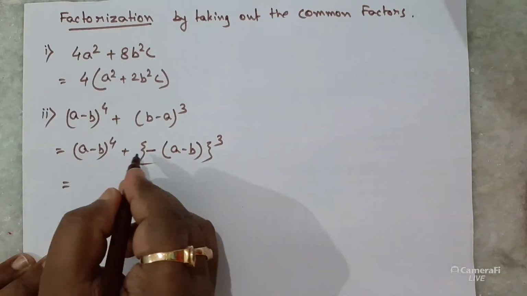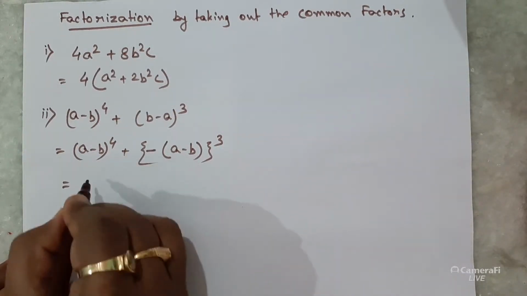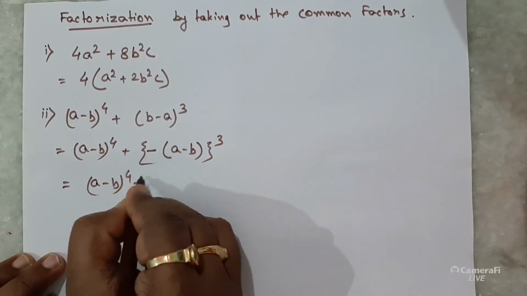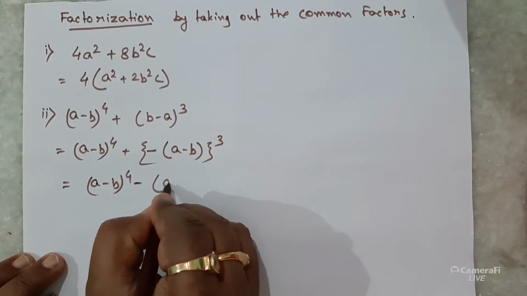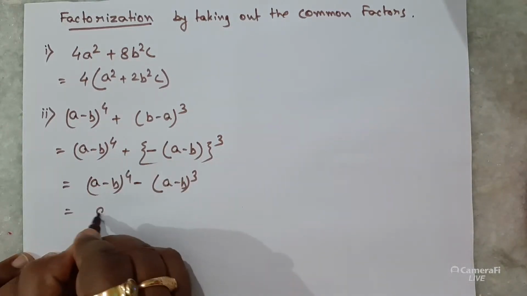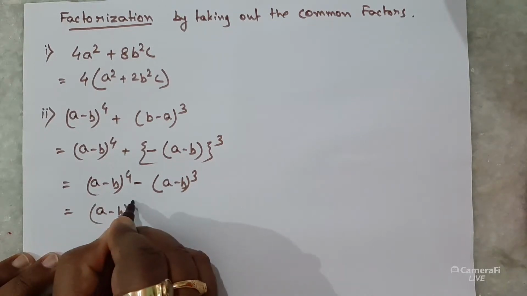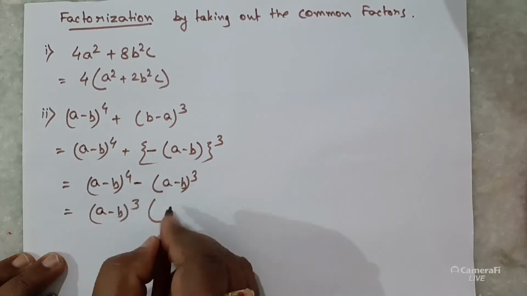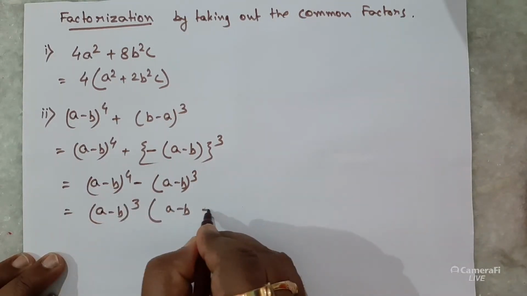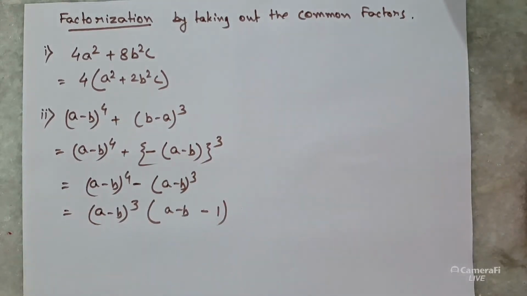Now if this minus comes out, then it will be plus into minus, minus, so it is a minus b whole cube. Okay, now we can take common a minus b whole cube, and this will be a minus b, from this a minus b will remain, and from this 1. So this is the factorization. Okay, these are quite simple factorizations, isn't it?